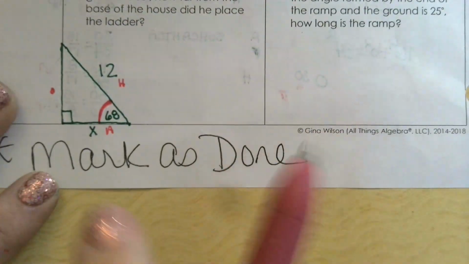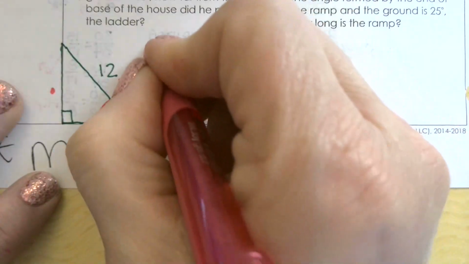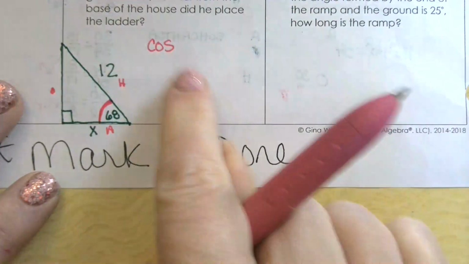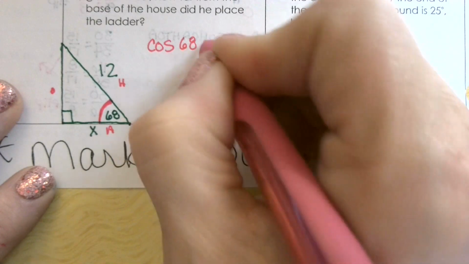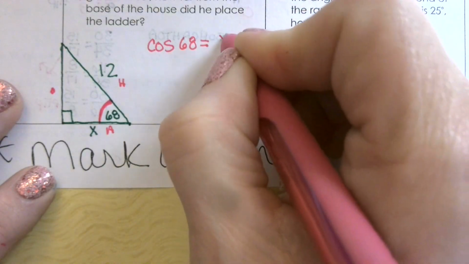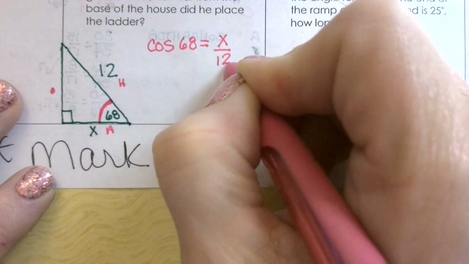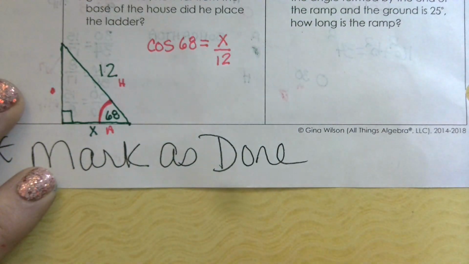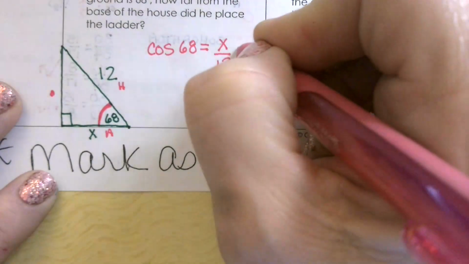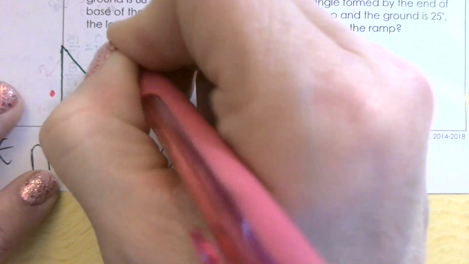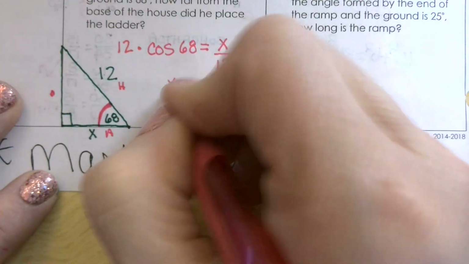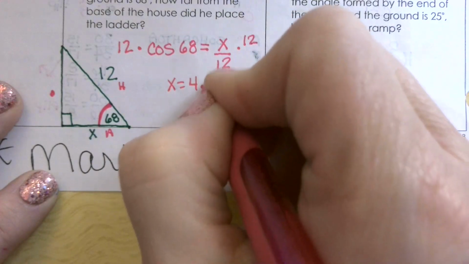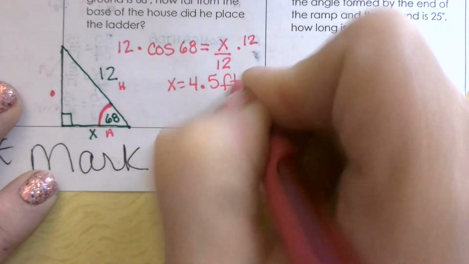What uses A and H? Guys, if you don't pick the right one, you're not going to get it correct because they would all give you different answers. So cosine 68 equals adjacent over hypotenuse. Is this a multiplication or a division problem? It's a multiply problem, multiplication. And if you put that in the calculator, you get x equals 4.5. And that would actually be feet because it's a word problem.